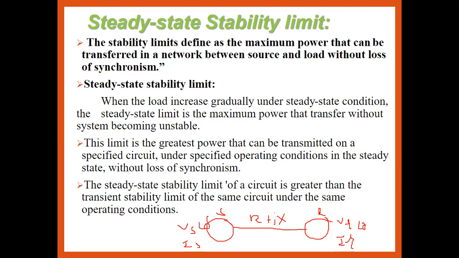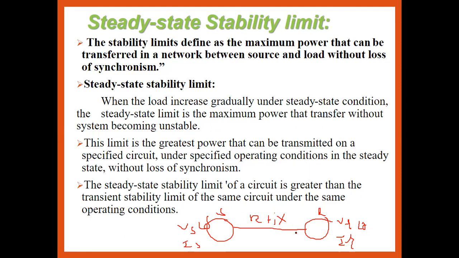So in terms of steady state stability, it's the maximum power that can be transferred from the generating station to the receiving station without affecting stability and without loss of synchronization. That's called the steady state stability limit. Whenever there is a load change under steady state conditions, the maximum limit is the maximum power transferred without losing steady state stability. It's the greatest power that can be transmitted to the specified limit.